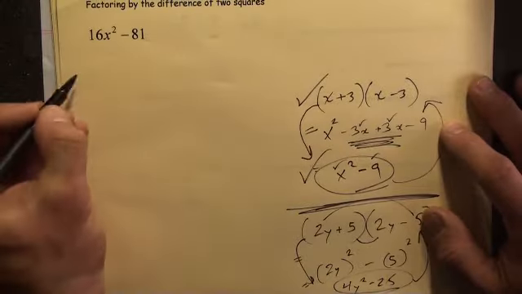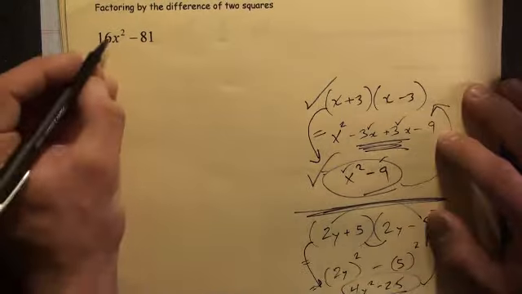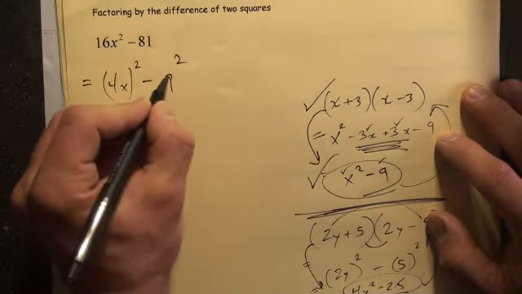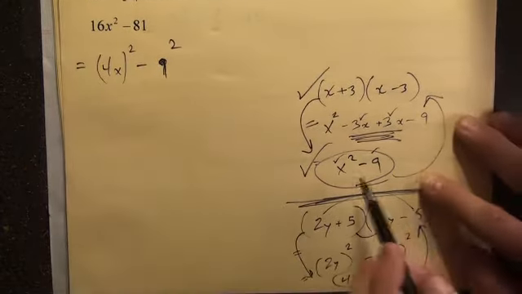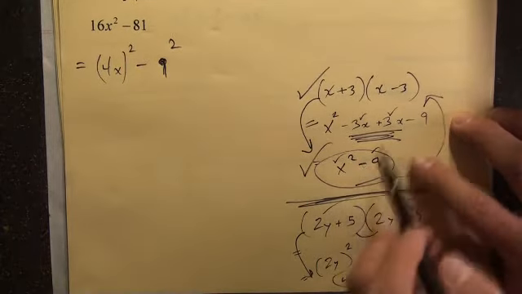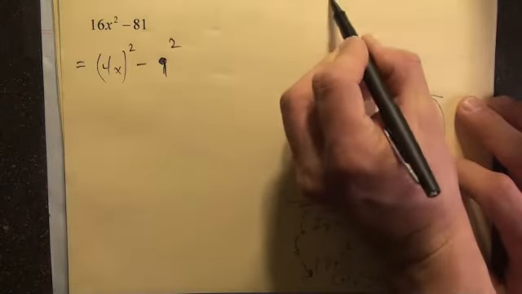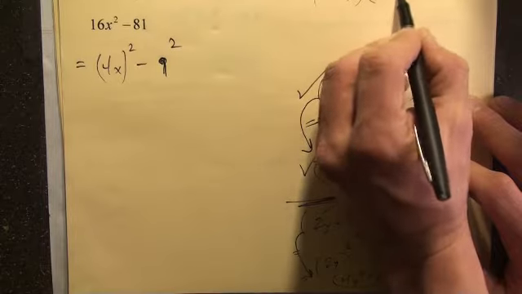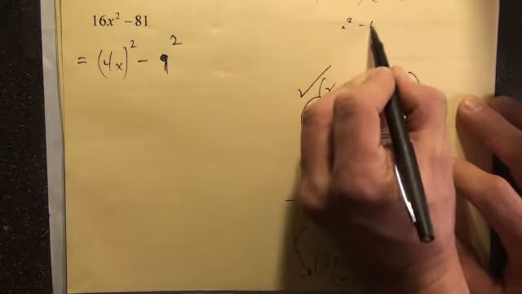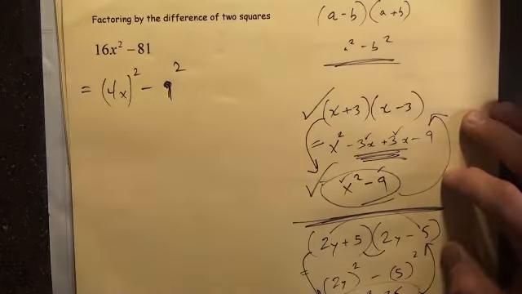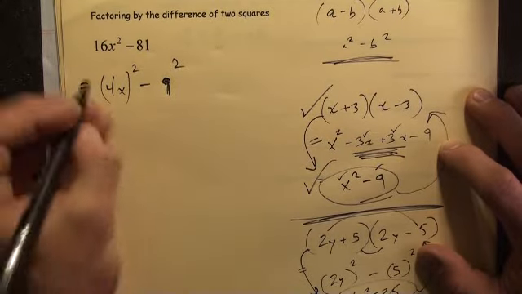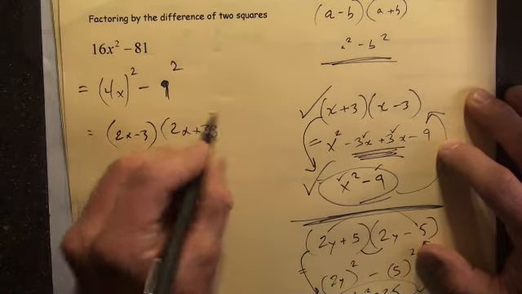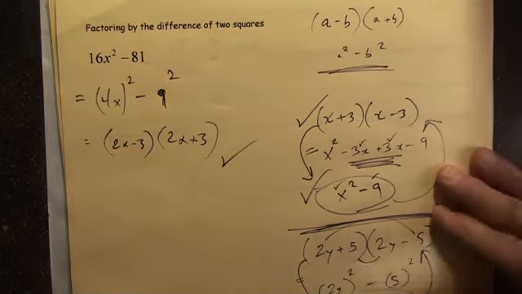So what we'll do is we'll go ahead and break this down into the squares. Let's call this 4x quantity squared minus 9 squared. Now, judging from what we just did here, okay, we actually have a formula. A minus b times a plus b is simply a squared minus b squared. So, we can then call this simply what? 2x minus 3 times 2x plus 3, and you go home a winner.